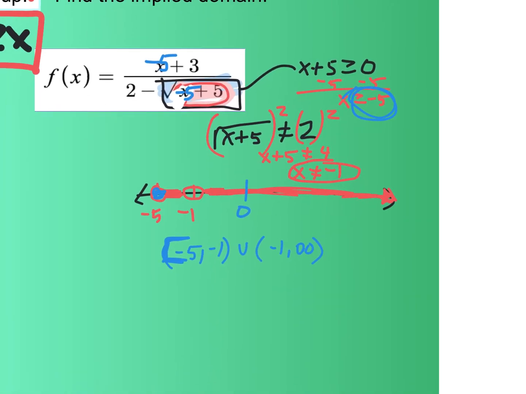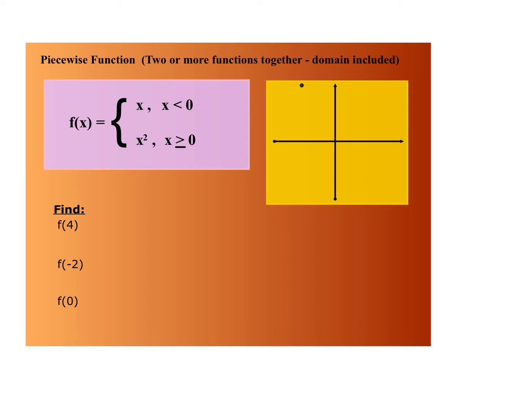Okay. Any other last questions? Yes, you may. Go ahead, McLean. All right. Here's a piecewise. Now, this one is not asking you to graph it. This one is just asking you to find, what's f of 4?